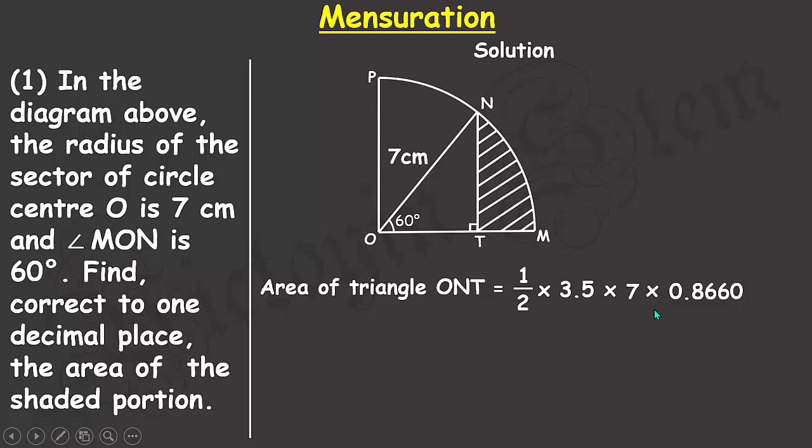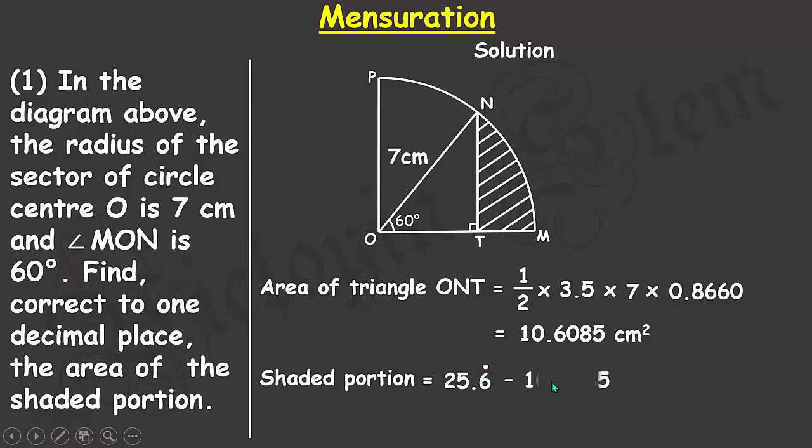which is 0.8660. If you punch your calculator, you should be able to get this. And then if you resolve this expression, it boils down to 10.6085 centimeters square. Area of the shaded portion will now be the area of the sector, 25.6666, which I had to truncate by putting a dot at the top of 6, minus the area of triangle ONT, which is 10.6085. And the difference between these two boils down to 15.0581 centimeters square.